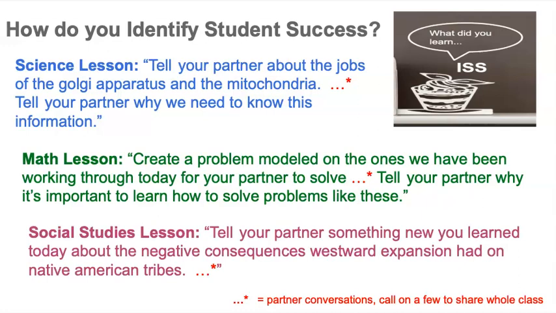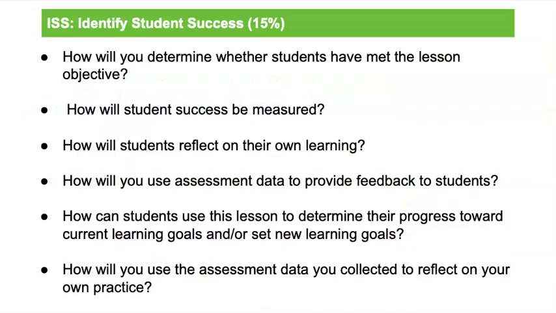And then finally, in social studies, tell your partner something new you learned today about the negative consequences that westward expansion had on all of these tribes that already lived there before, quote unquote, manifest destiny was a thing. And I want to hear my students talking about that. I want to hear my students telling each other about how this idea of manifest destiny really didn't work out so well. People who had already lived there for thousands of years.